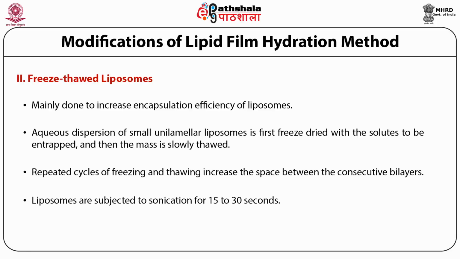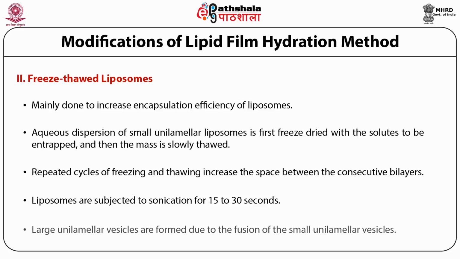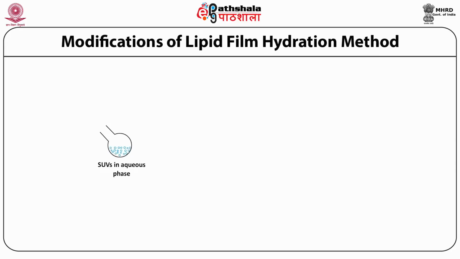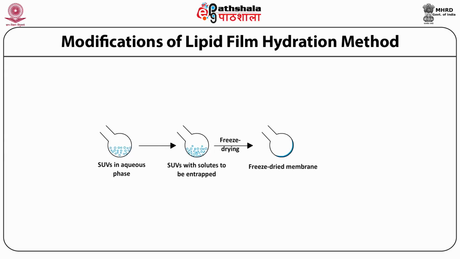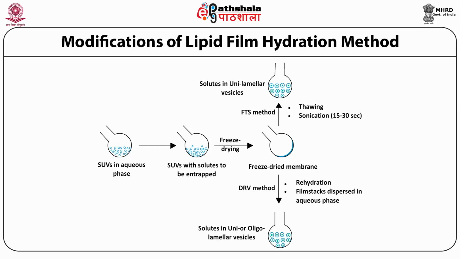Next, the mass is subjected to sonication for 15 to 30 seconds. The short cycles of sonication cause the dispersion of aggregated material into large unilamellar vesicles. The large unilamellar vesicles are formed due to the fusion of the small unilamellar vesicles during the entire process of freezing and thawing. This diagram is showing both modifications, that is freeze-thaw sonication and dried reconstituted vesicle modification.